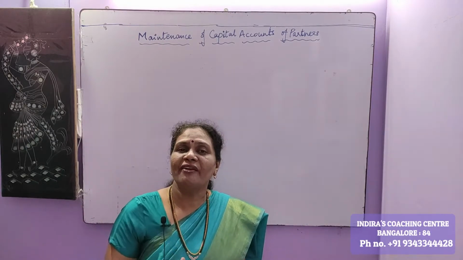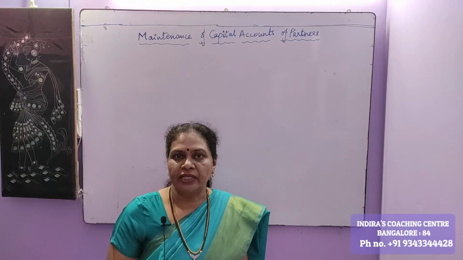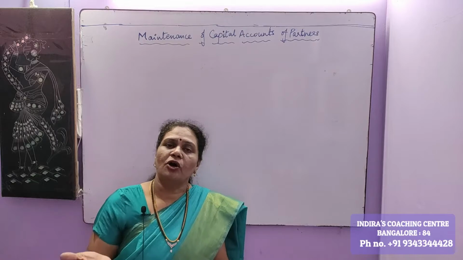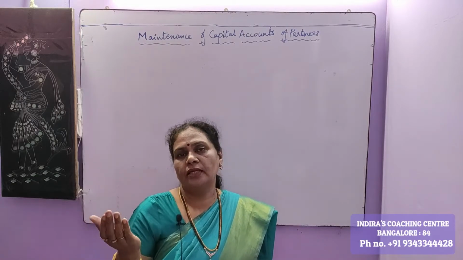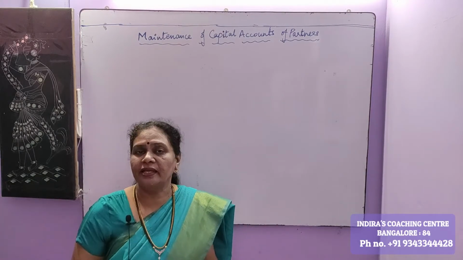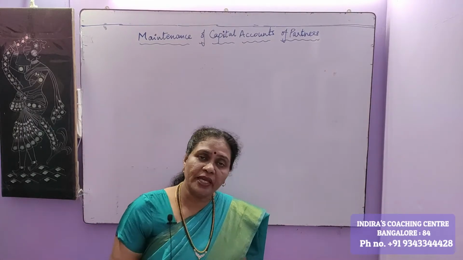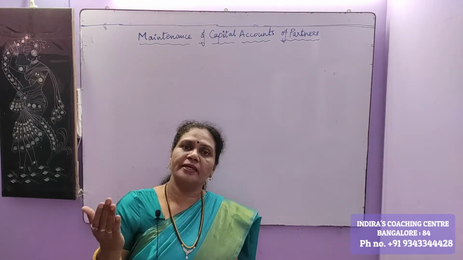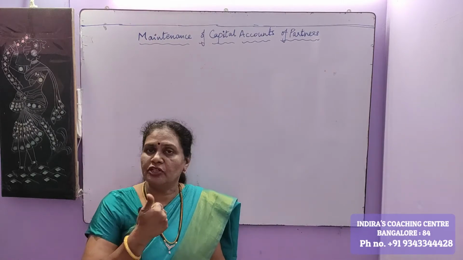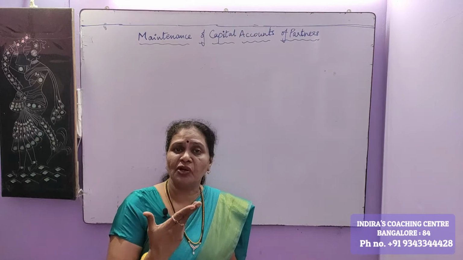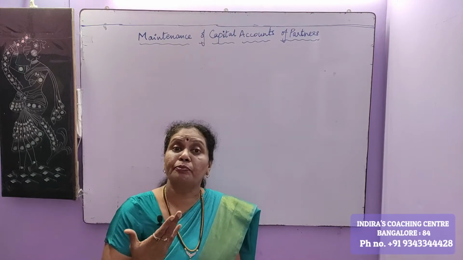So all this will affect the partner's capital and how it has to be taken. Anything which is going to increase the partner's capital has to be added, and anything which decreases a partner's capital has to be deducted. What could be the amounts which are going to increase the capital? It could be additional capital invested, interest on capital, salary or commission, and a share in the profits.